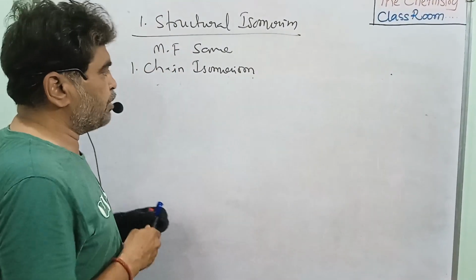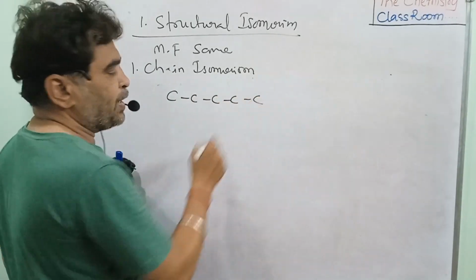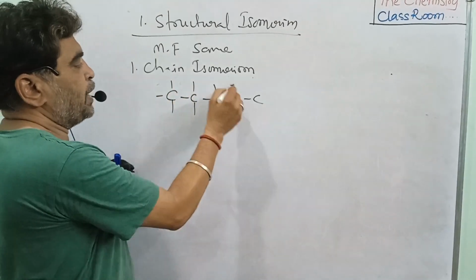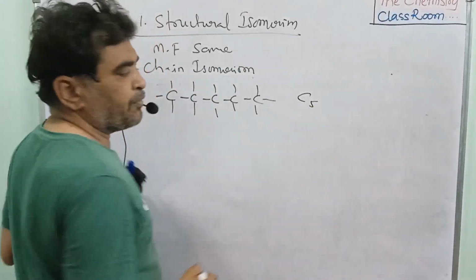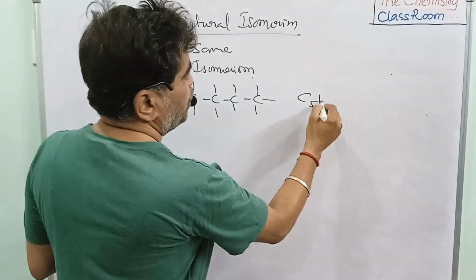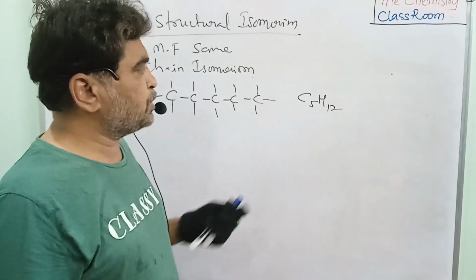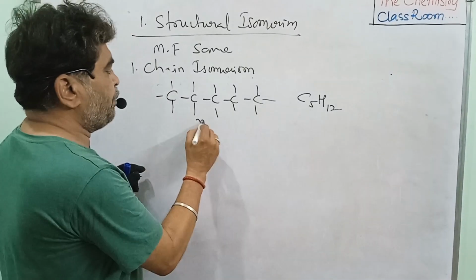So I am writing one more compound. Here you see the 5 carbons we have. The first carbon has 3 hydrogens, then 2 hydrogens, 2 hydrogens and 3 hydrogens. So in the compound we have 5 carbons and 12 hydrogens, C5H12. So this formula belongs to n-pentane.